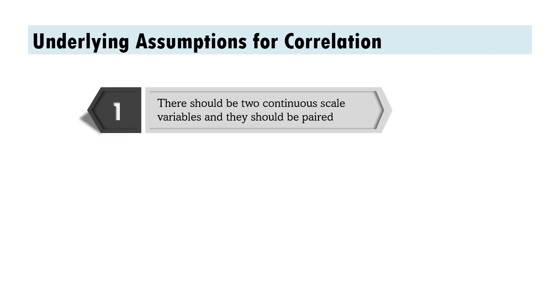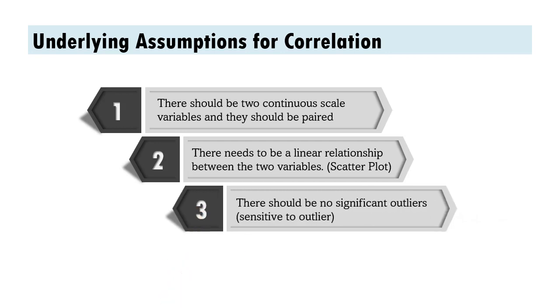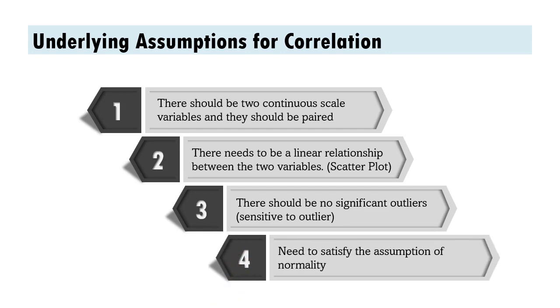The second assumption is that there should be a linear association or linear relationship between the two variables, and we test that by plotting a scatter plot, and we'll see how to do a scatter plot. The next assumption is that there should not be any significant number of outliers, because correlation is very sensitive towards outliers, and we need to satisfy the assumption of normality.